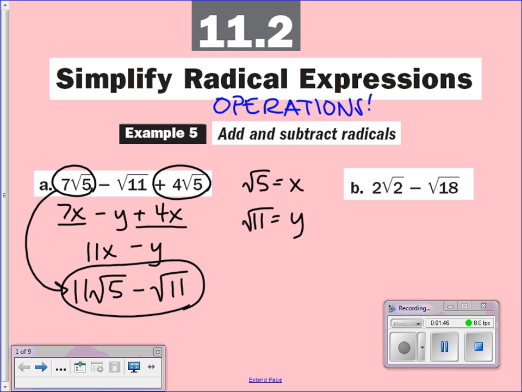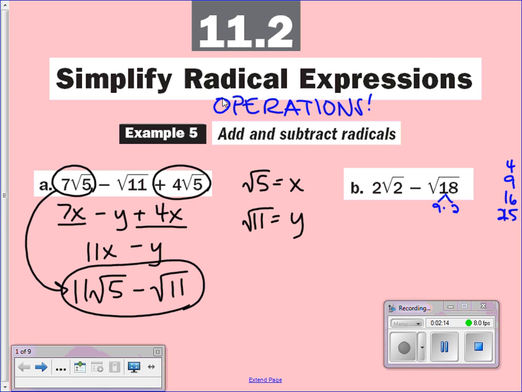Now in letter B, the problem is I have 2 times the square root of 2 minus the square root of 18. Well, the square root of 2 and the square root of 18 are not the same radical, so I can't combine those right now. I can't combine them unless they have the exact same radical. But do you notice that the square root of 18 can be divided by 2? Oh, I'm sorry, that doesn't matter. It only matters if it can divide by any of these numbers. And it can divide by 9 and 2.